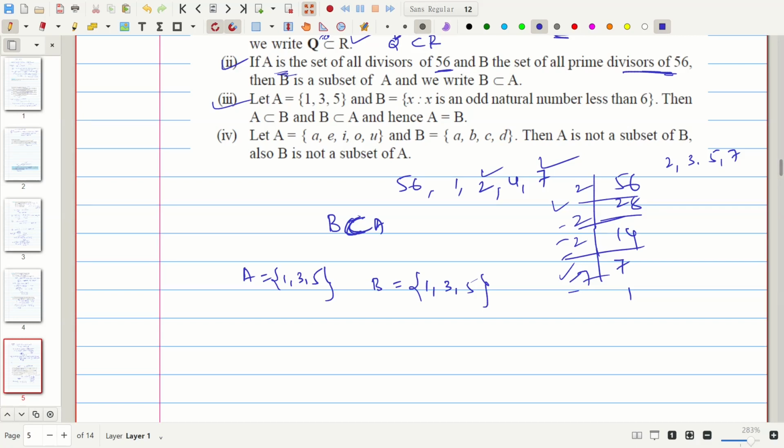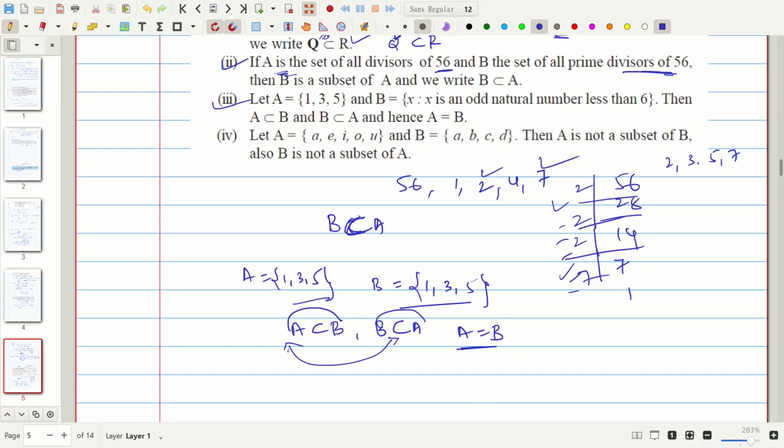These two sets are equal, and also subsets. We can write A is a subset of B, and B is also a subset of A. This condition will be satisfied only when A is equal to B. So A is a subset of B and B is a subset of A: this condition exists only when the two sets are equal.